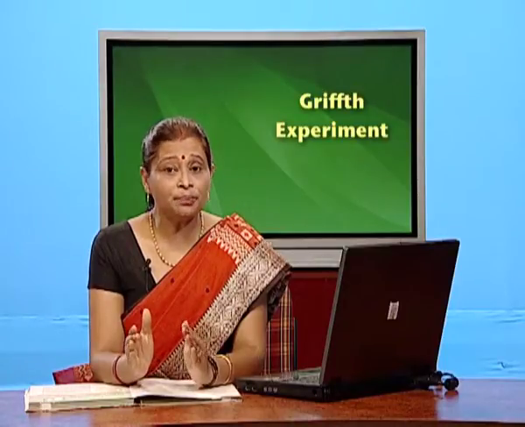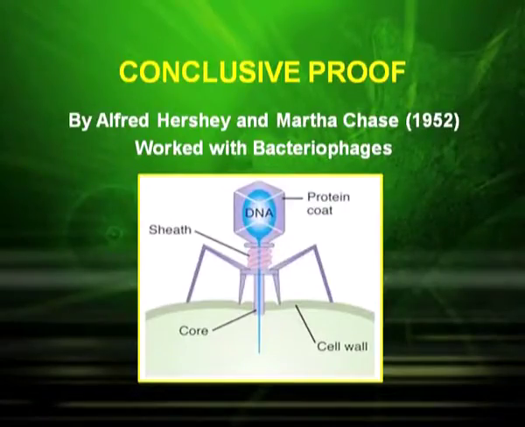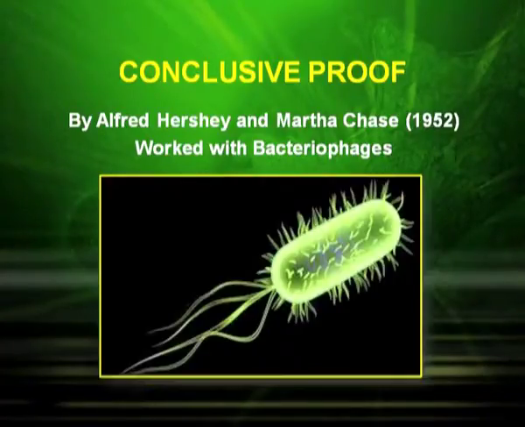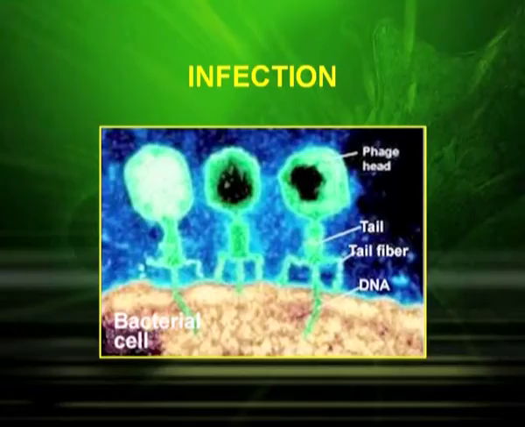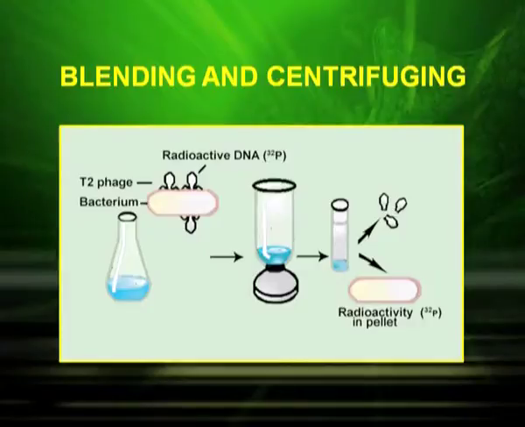But the conclusive proof only came by the experiment performed by Alfred Hershey and Martha Chase in 1952. They worked on bacteriophages and E. coli. Now, let us see how they performed the experiment. The first step of the experiment was infection, that is, the bacteria were infected with the bacteriophage. Now, they used two types of radioactivity. The one was P32 and the other was S35. After infection, the next step was blending and centrifuging.